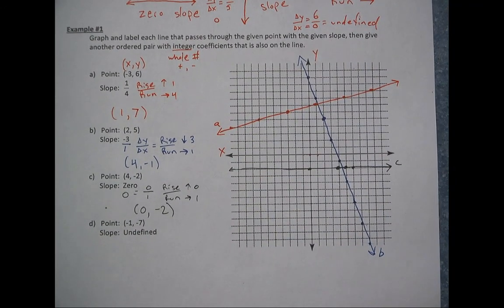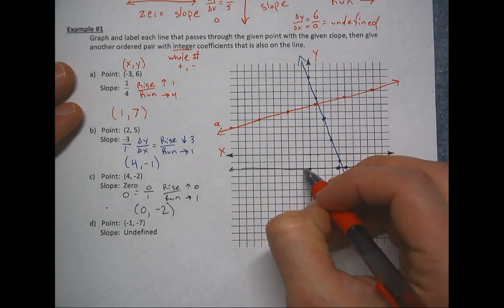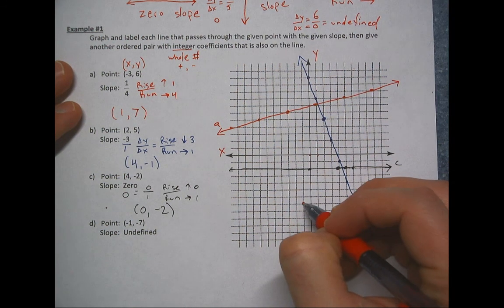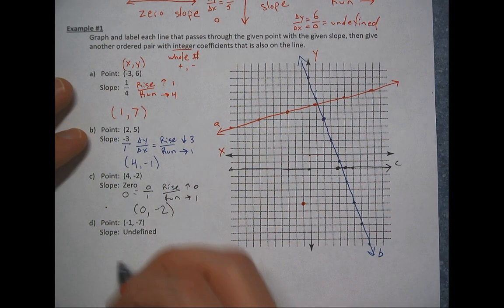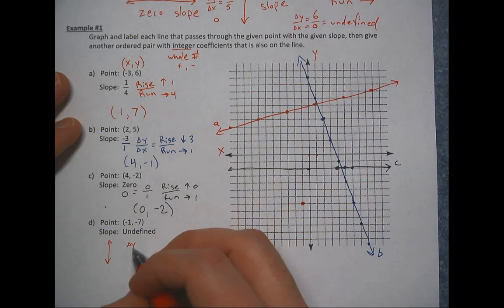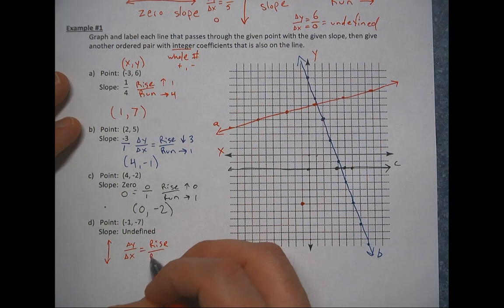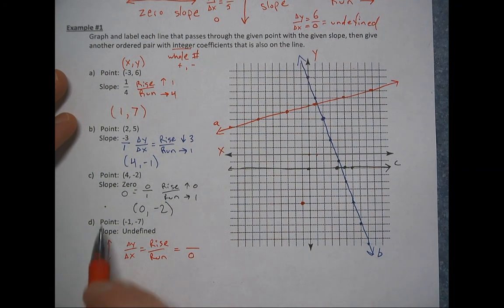All right, last but not least, let's put one that is undefined on here. So starting at point negative 1, negative 7. So left 1 down 7 from your origin, 0, 0. An undefined slope, that's a line that's going to look like this. In terms of your change in y and your change in x, or your rise over run. Undefined happens when there's a 0 in the bottom. So since it's going straight up or down, there is no run. It's not going left. It's not going right.